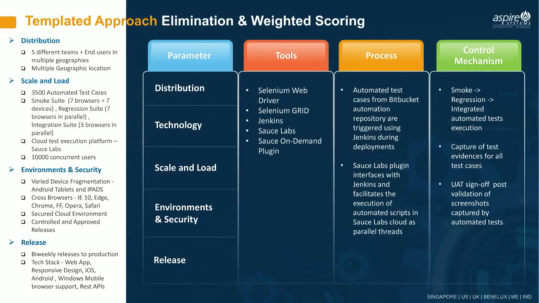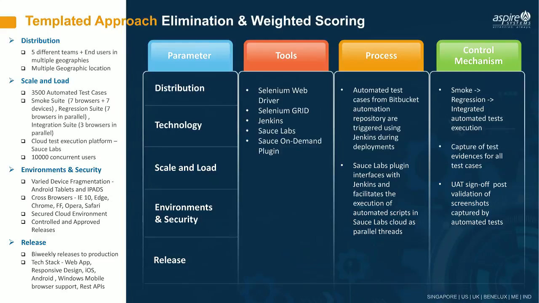So here is where we did a templated approach, narrowed down to a set of 2 tools, and then finally went ahead with one particular solution stack. The solution stack comprises Selenium WebDriver, Selenium Grid for multi-threaded parallel execution, Jenkins for continuous integration, and Sauce Labs for cloud execution. The Sauce Labs on-demand plugin is what enables the interaction between Jenkins and Sauce Labs.